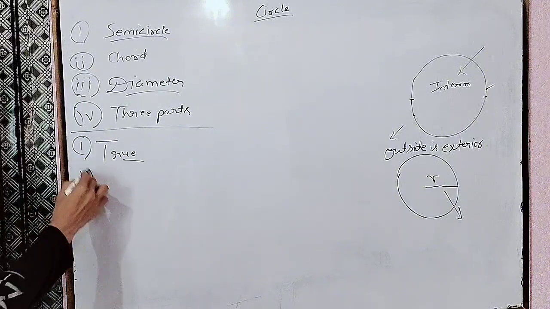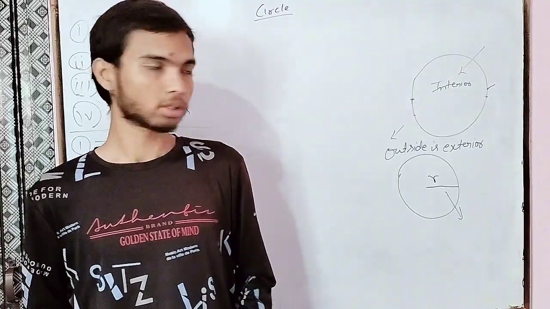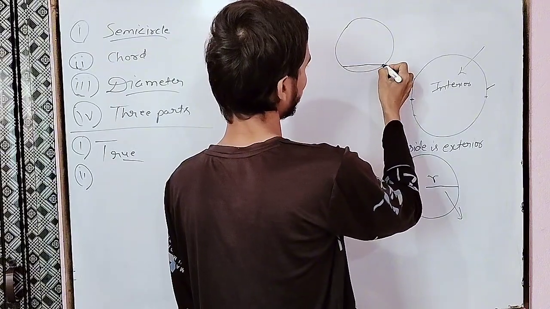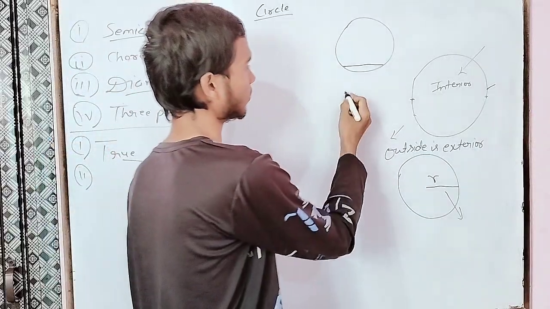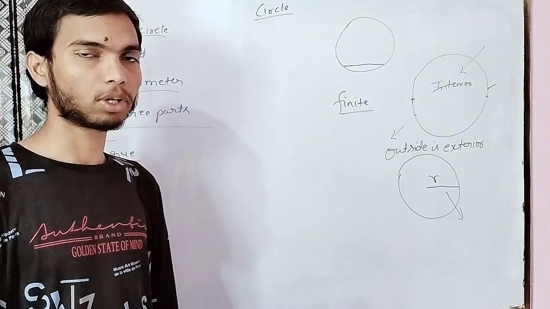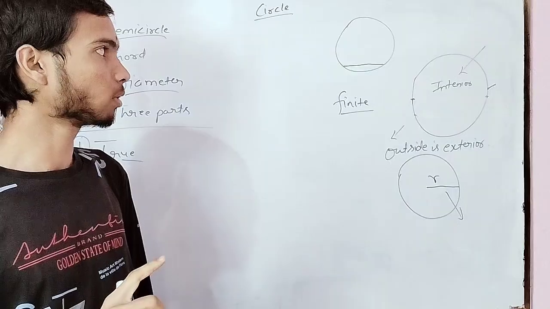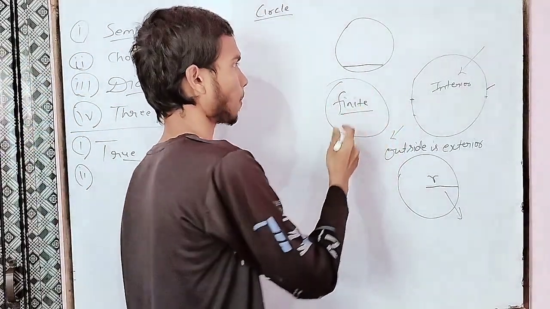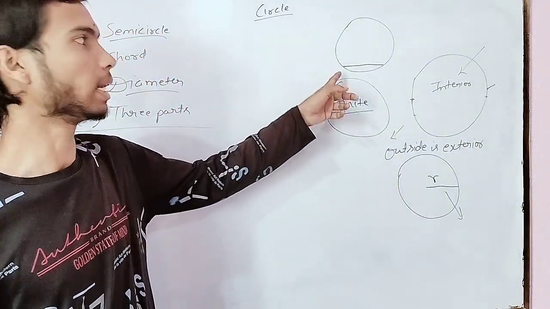Now second is what? A circle has only finite number of equal chords. So it is saying that this is a circle, and it has finite, not infinite. What is the meaning of finite? In simple words, the meaning of finite is limited. So it is saying there are a limited number of chords in a circle.